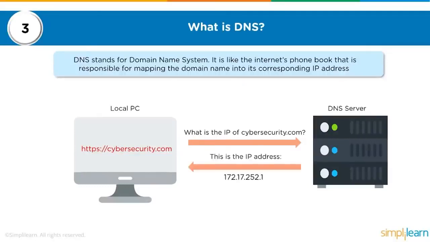In this scenario, if you look at the screen, on the local PC you have typed in cybersecurity.com. There is a DNS resolution, a query that goes to the DNS server: what is the IP of cybersecurity.com? The DNS server looks it up in its database. If it has the corresponding IP address, it will then respond back. The IP address is 172.17.252.1, after which the packet is sent off to cybersecurity.com.